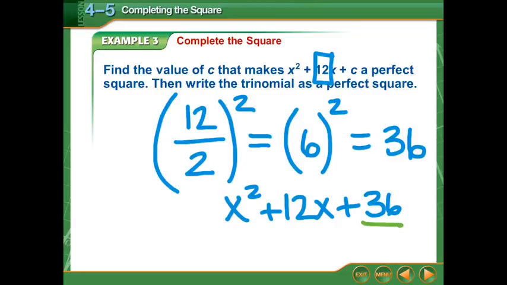Like the problems that we were doing the day before, 36 is a number times itself, and that same number added to itself will equal the 12 in the middle. So this is called completing the square, when you take the number in front of x, divide by 2, and square it.